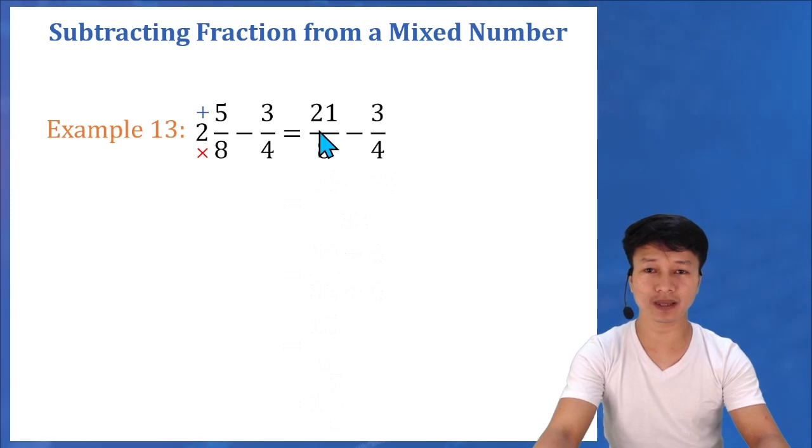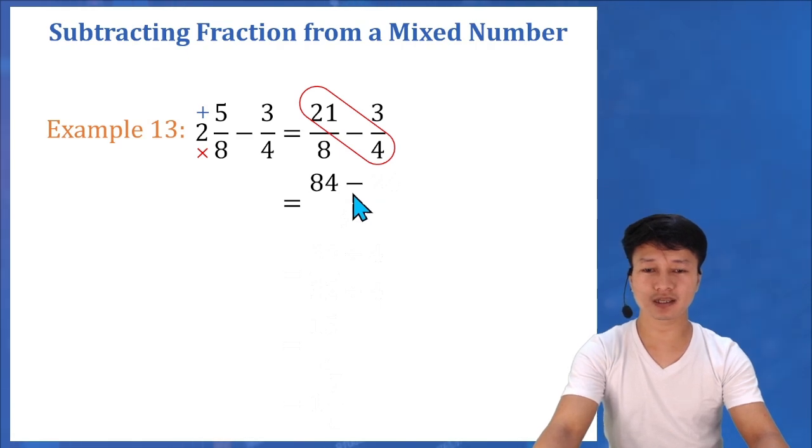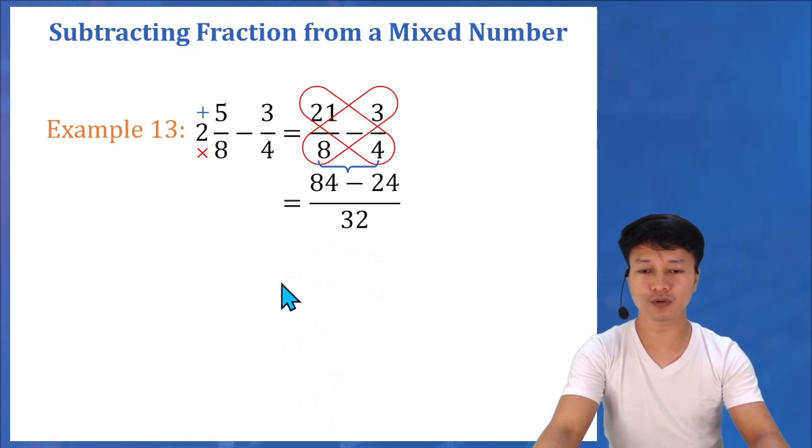So we are going to apply the butterfly method. So cross multiply natin just like this. We have 21 times 4, that gives us 84 minus. Okay, so we are going to put minus here because our operation is subtraction. So minus the product of 3 and 8, we have 24 over the product of the two denominators, 8 and 4 is 32. So this will be equal to 84 minus 24 is 60 over the common denominator is 32.